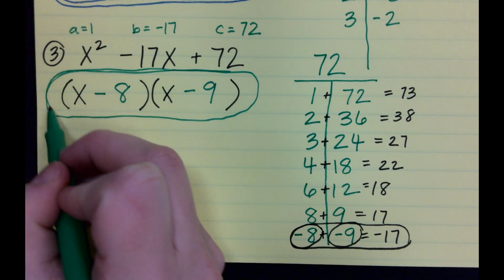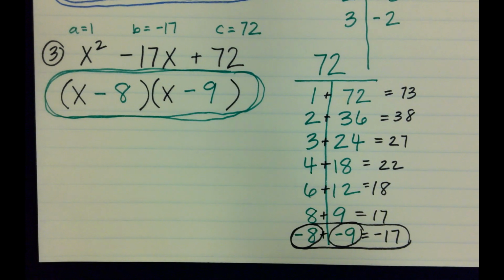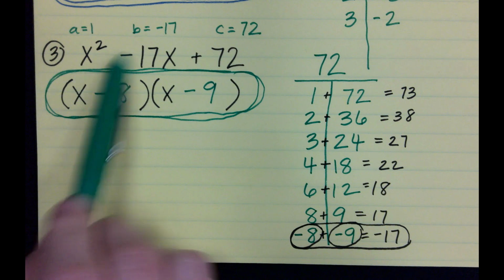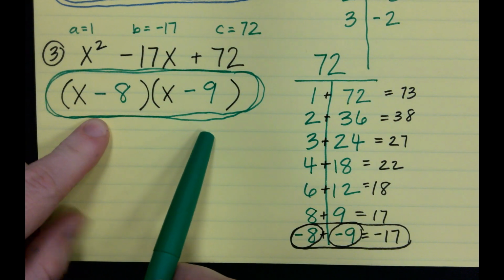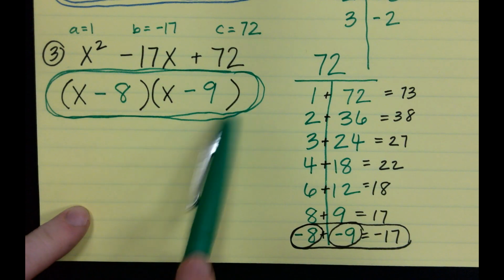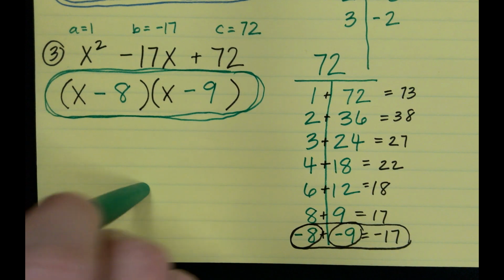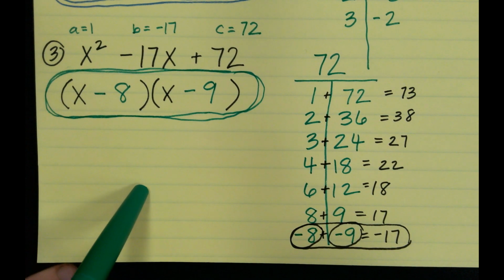And how can we check our answer to make sure we got the right factors? Yeah, we could just multiply these together and make sure that it multiplies to x squared minus 17x plus 72. You just do the FOIL method or the box method. Either way would work. Okay, do we have any questions about number 3? Any questions?